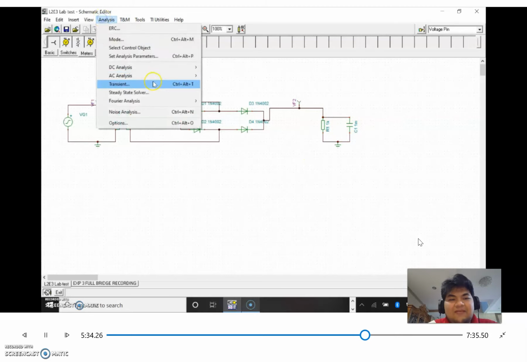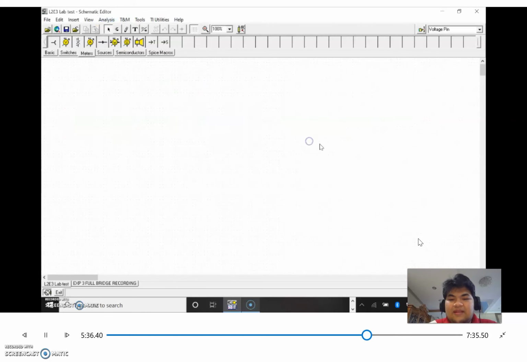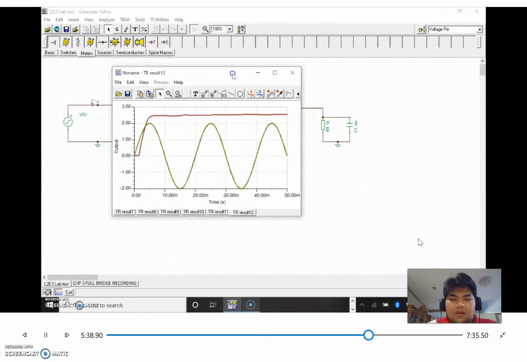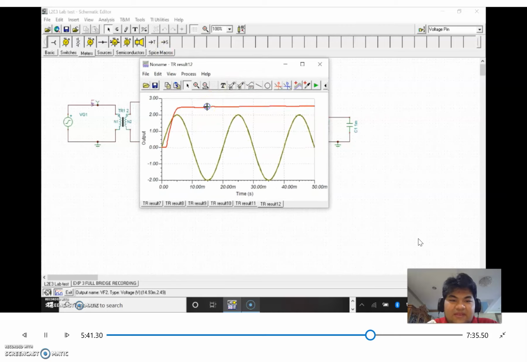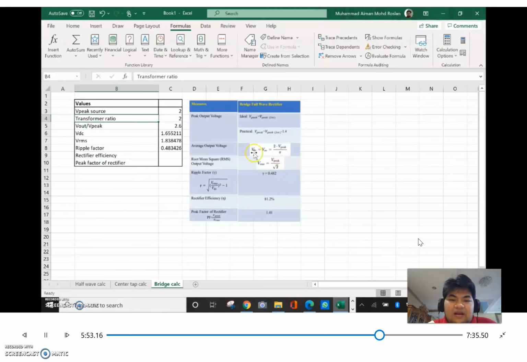First we shall observe the V output using the waveform. As you can see here, the red wave indicates the V output. It indicates that it is roughly around 2.5. So now we will do the calculation using the formula given. First we have the V peak from the source, which is at 2 volts, and then we have the transformer ratio. From there we can calculate the V out using the formula.